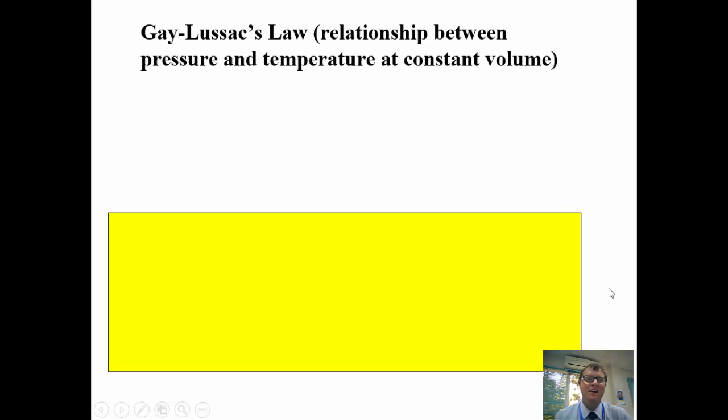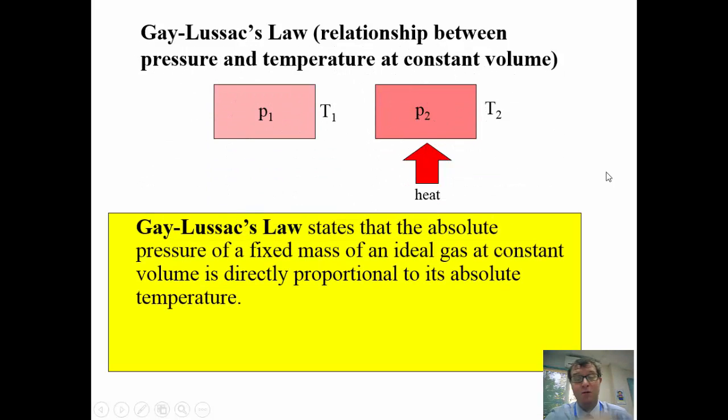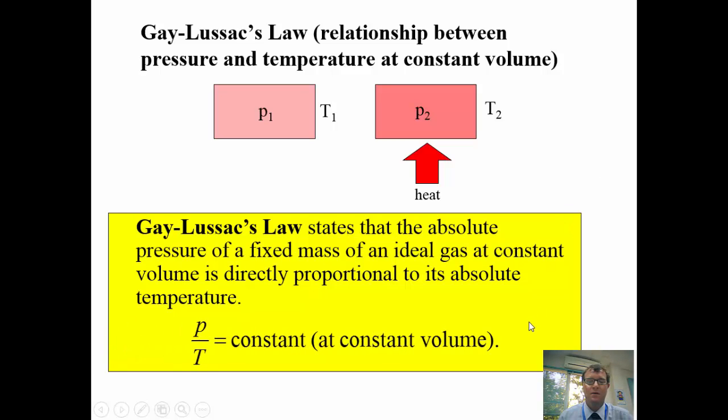We've also got Gay-Lussac's law, which is the relationship between pressure and temperature at constant volume. So if we have a container which has a fixed volume, and we increase the temperature, then the pressure will increase. And this law states the absolute pressure of a fixed mass of an ideal gas at a constant volume is directly proportional to its absolute temperature. So pressure divided by temperature equals a constant, at constant volume. Now let's bring all these gas laws together.